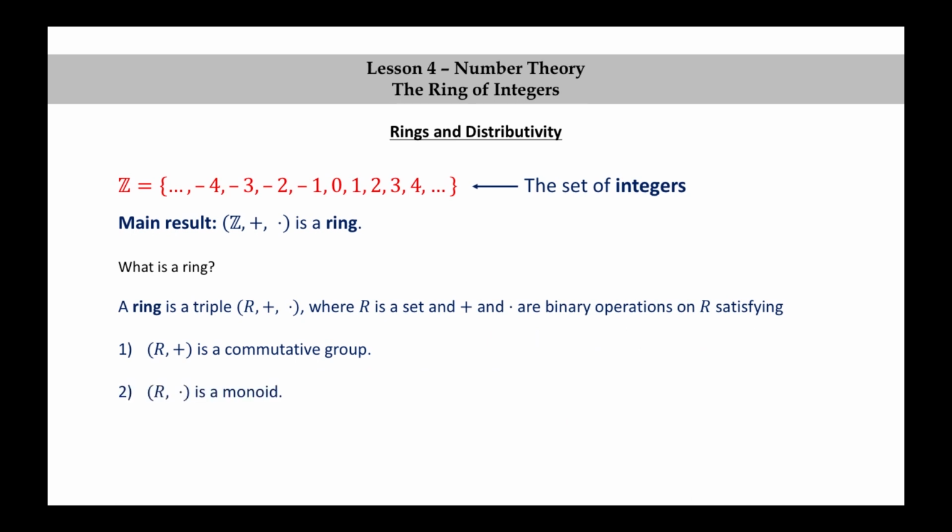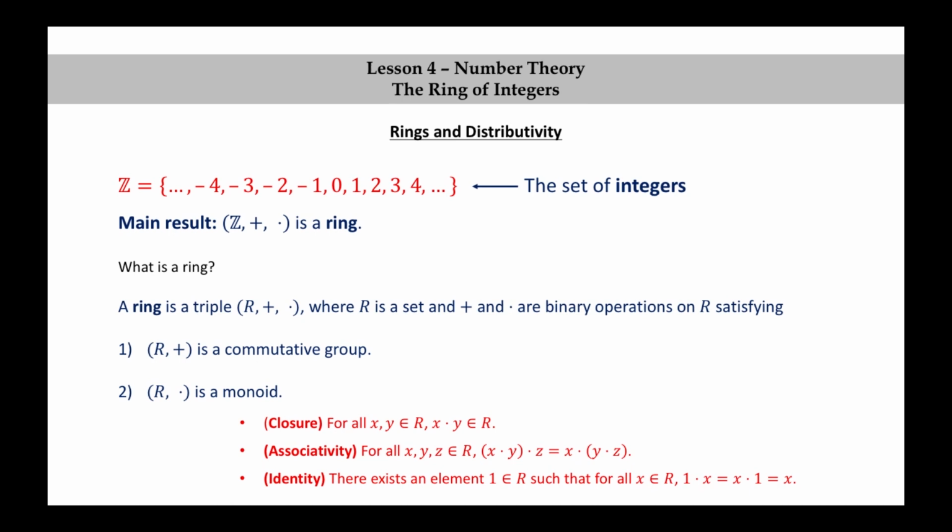Second property is that (R, times) is a monoid. So remember that being a monoid means the following. Closure. For all x, y in R, x times y is in R. Associativity. For all x, y, and z in R, (x times y) times z is equal to x times (y times z). Identity. There exists an element 1 in R such that for all x in R, 1 times x equals x times 1 is equal to x. 1 is called the multiplicative identity element.